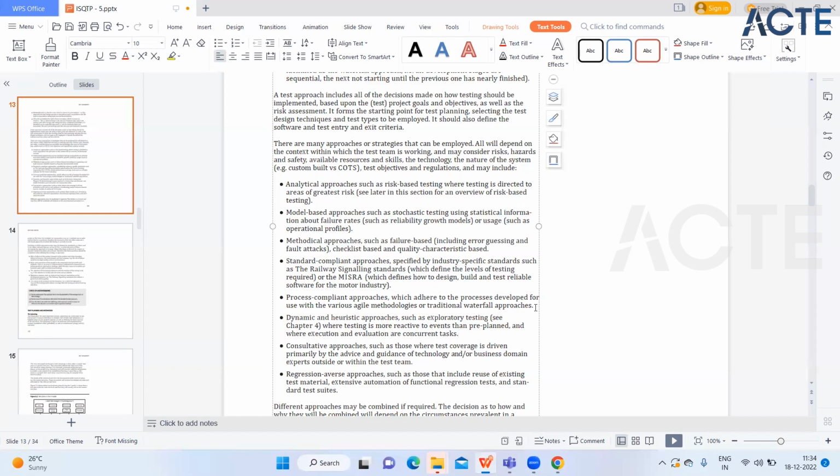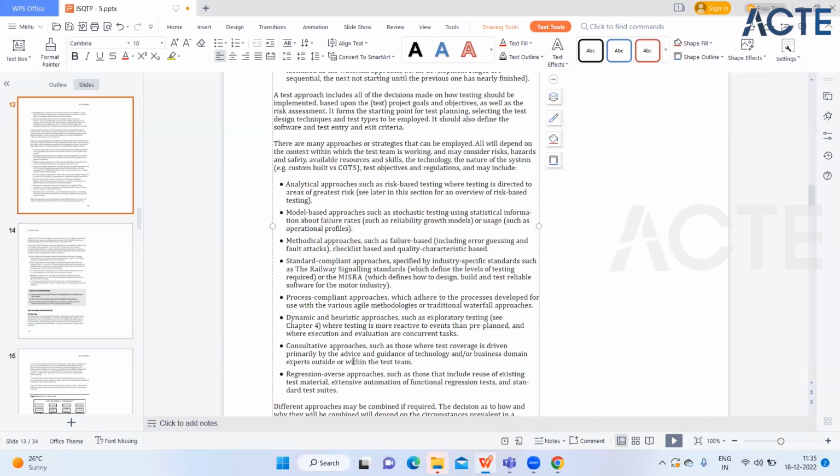Now, another one is consultative approach, such as those where test coverage is driven primarily by the advice and guidance of technology and/or business domain experts outside or within the test team. Now, consultative is like we are just consulting the things with outside business, or we can say those who have more information regarding that business. We are just consulting the things from them firstly, then we are starting the project. So it's a kind of consultative approach.